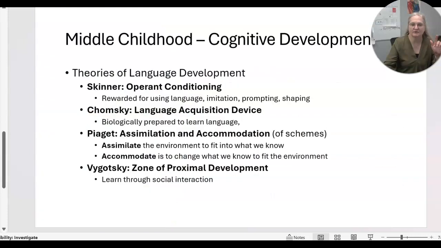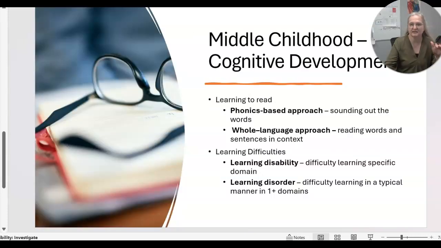We left off in the previous lecture with the theories of language development, and this slide makes reference to reading, and specifically the two primary methods of learning to read. We talk about reading and learning to read in the discussion of middle childhood because this is a really critical and pivotal thing that comes out of middle childhood.